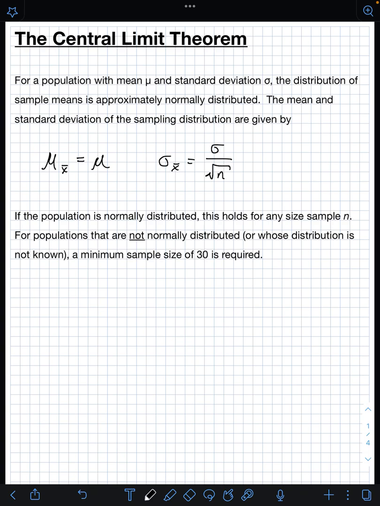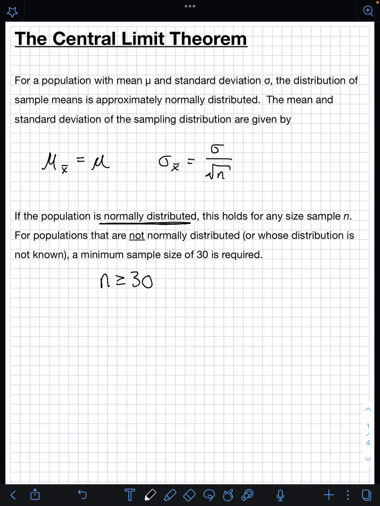So for populations that are not normally distributed, or simply we don't know the distribution, a minimum sample size of 30 is required. So this is the required sample size for any population. Now, as it turns out, because of the nature of the problems that we will see in this section, most of the time we are going to assume the population is normally distributed.